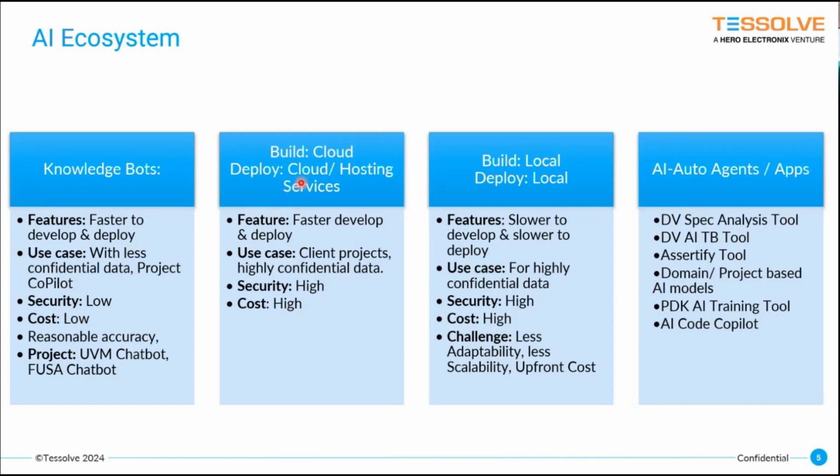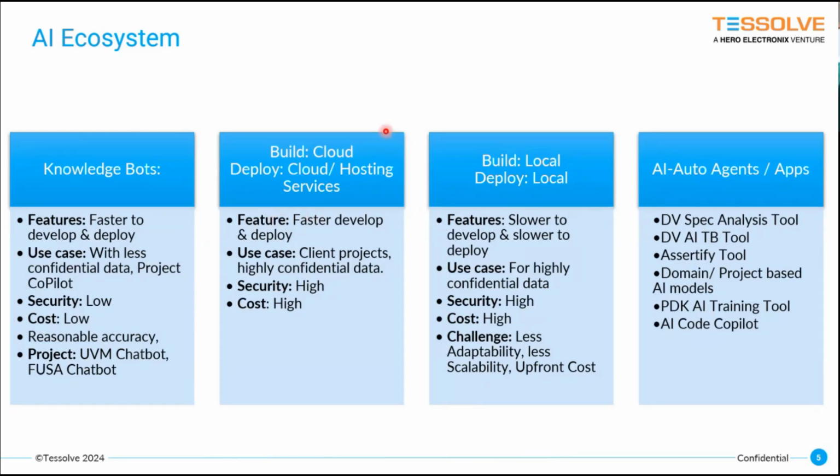The second category we can see is the cloud implementation. Here, faster deployment and faster development is possible. When we have some client project, we make sure that the data is kept confidential with the guarantee that we get from the cloud partner. Here cost is a little higher as compared to the first category, but security is also quite promising over here. So that is the second category we use for different tools and applications.